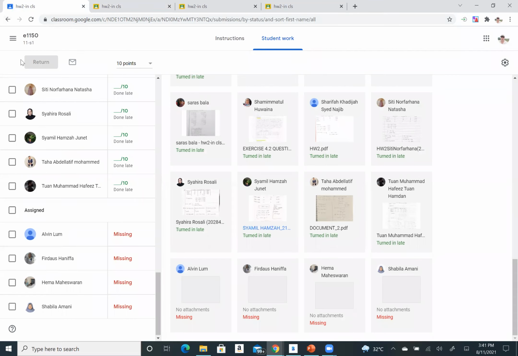hari tu saya cakap paling lewat pukul 10. For those people who have classes after 5. But if you don't have classes after 5, then you should submit late. Or did I say 10 o'clock?